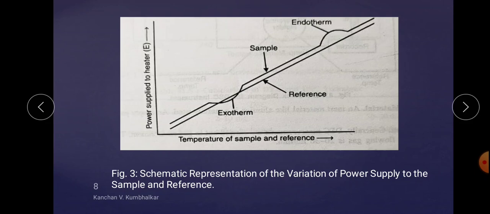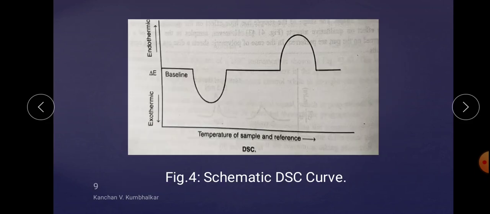And lastly, the fourth. This is the schematic DSC curve. It is worthy to note that the measurement of delta E is effectively a direct measurement of energy change in the sample. This makes DSC particularly appropriate as a technique for the measurement of delta H values.